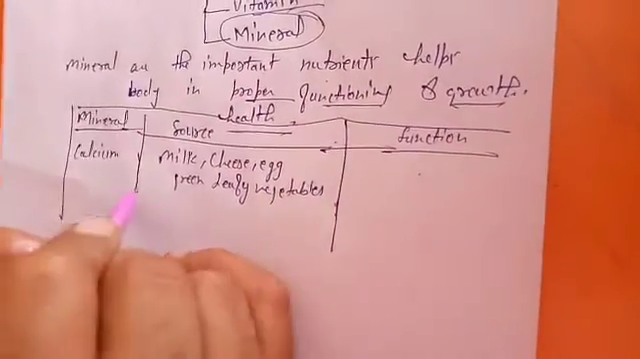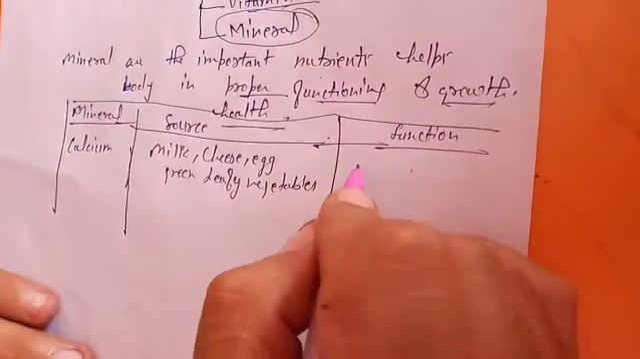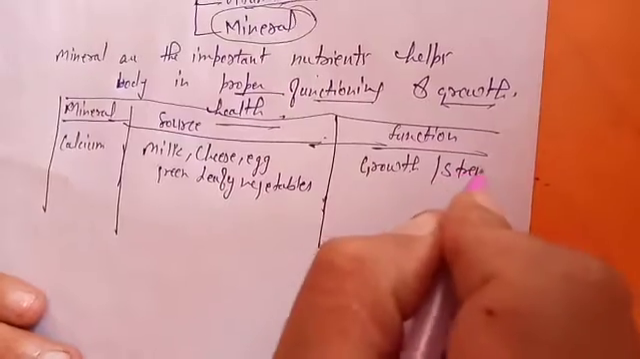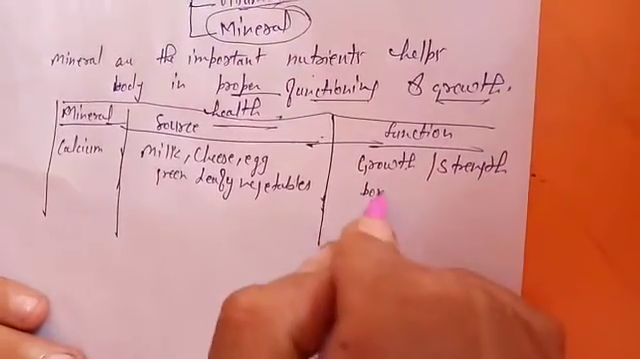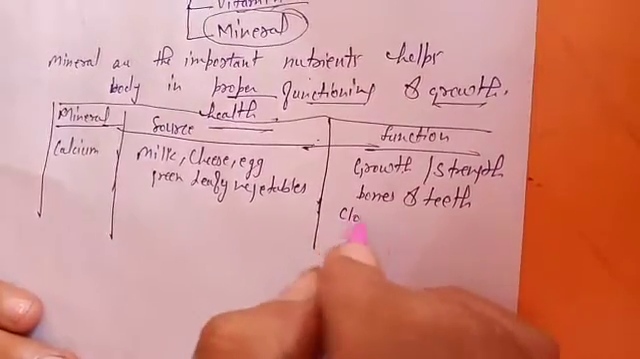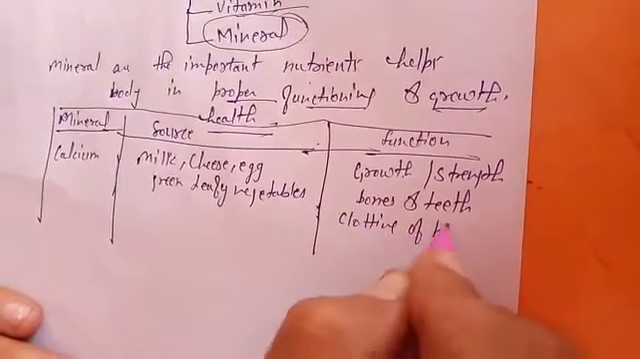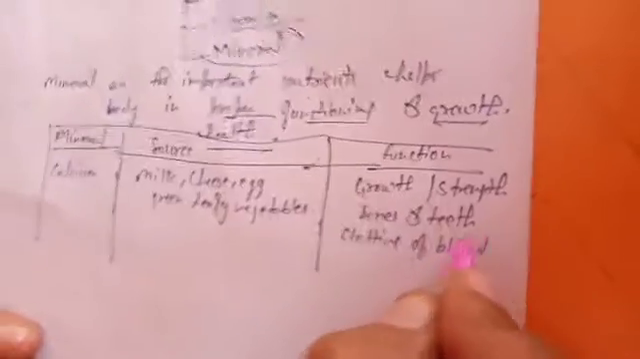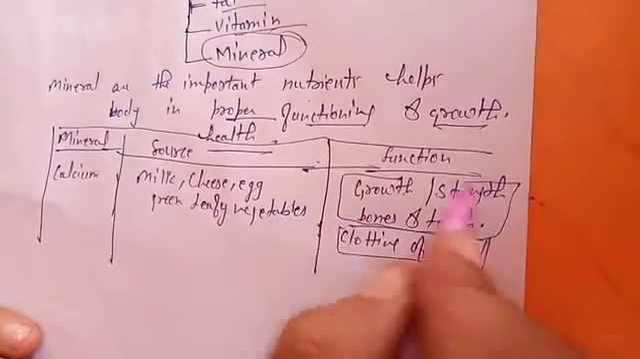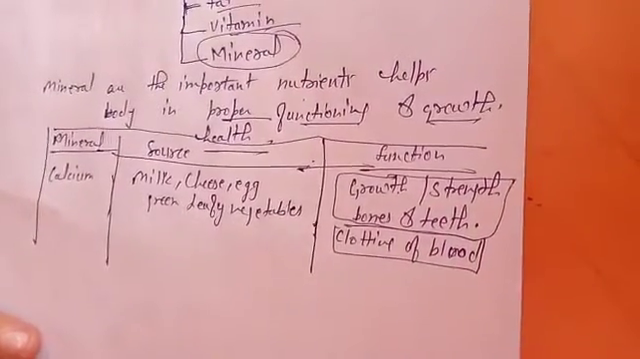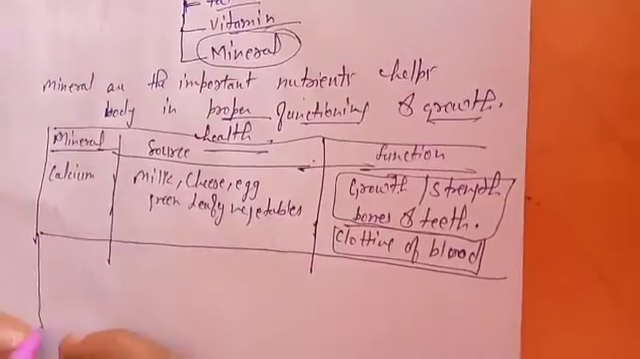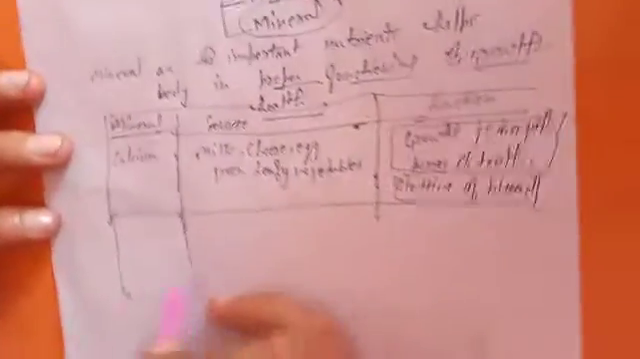The function it's playing is that calcium helps in growth and strength of bones and teeth. And one more function it does is clotting of blood. So these are the two important functions carried out in the body by calcium: first, growth and strength of the bones and teeth, healthy maintenance, and second, the clotting of the blood. We can get it from milk, cheese, eggs, green leafy vegetables.